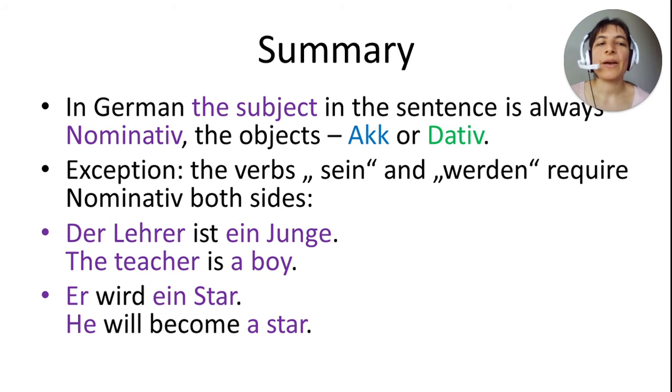Okay, short summary. In German, the subject in the sentence is always in nominative. The objects could be accusative or dative. Now, an exception here: the verbs sein and werden always require nominative on both sides. What I mean, der Lehrer ist ein Junge. Wird ein Star.